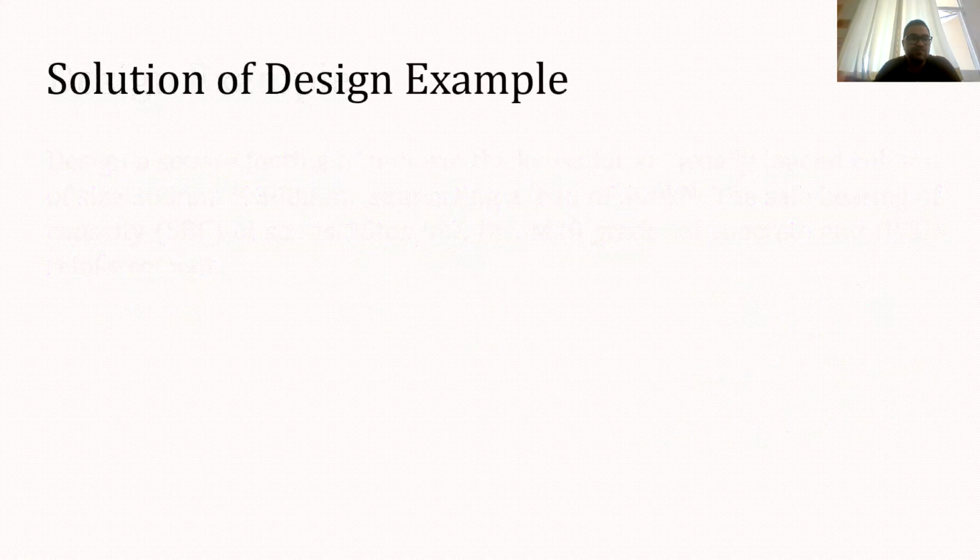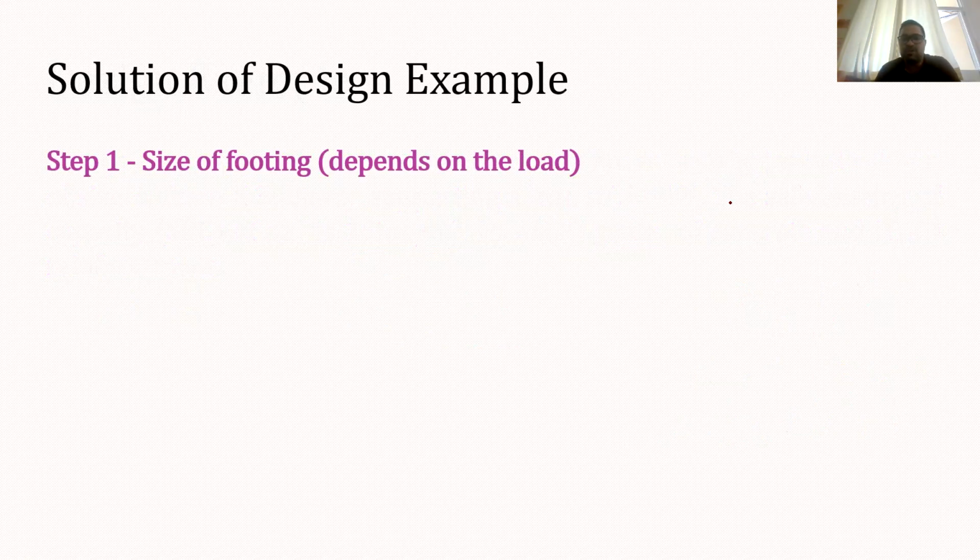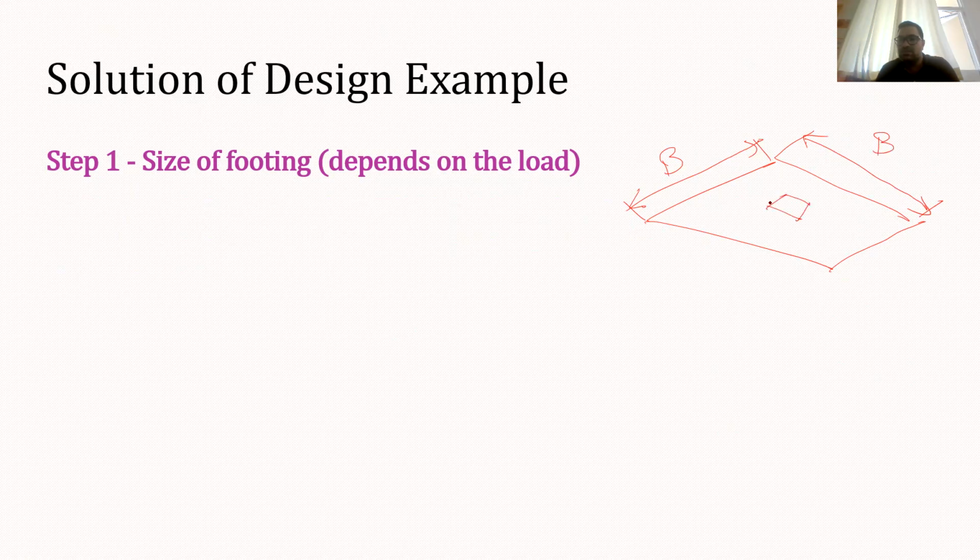So now starting our example. Our first step is to find out the size of the footing. Here we will be designing a square footing. These are the sides of the footing, which we are representing here as b. Because we are designing a square footing, both sides of the footing will be the same. And in this we have the square column, so it will look something like this. Here we need to find out this b dimension.